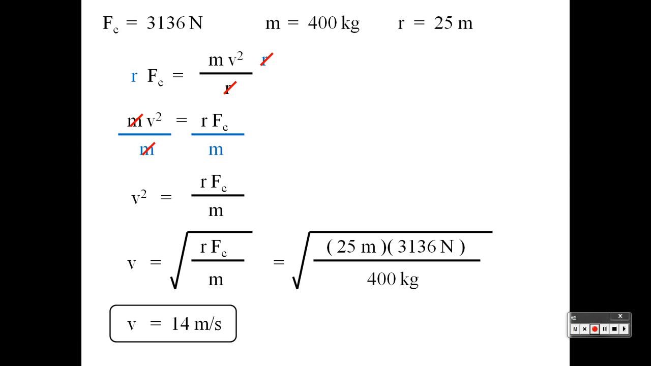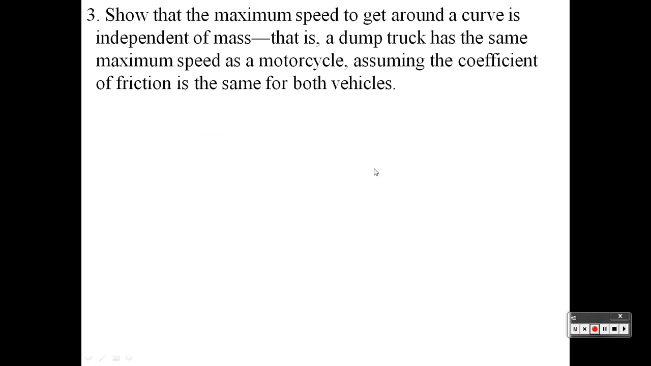Now, as it turns out, this speed is the same whether it's a motorcycle or a car or a dump truck. This is mass independent. And the next example shows that. Show that the maximum speed to get around the curve is independent of mass. A dump truck has the same maximum speed as a motorcycle, assuming, of course, that the coefficient of friction is the same for both vehicles. We have to assume that, and it's approximately the same for any type of vehicle.